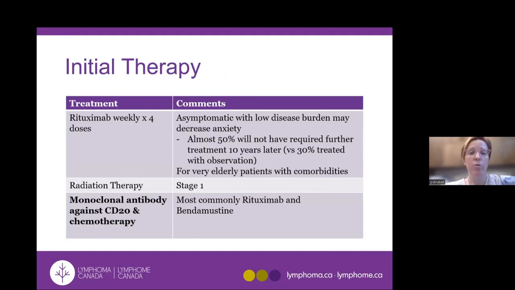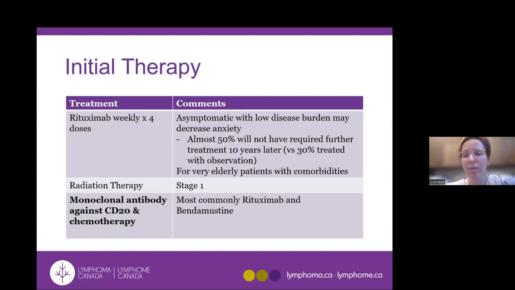And so what is our initial therapy? I have put in here rituximab alone, although I will state that this is not routinely done throughout Canada. I think that only British Columbia has rituximab alone for low burden asymptomatic follicular lymphoma on its funding formulary. And that is because of what we discussed earlier, that there's no benefit in long-term survival when you treat earlier.